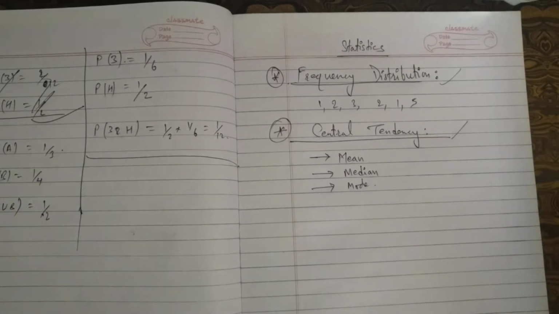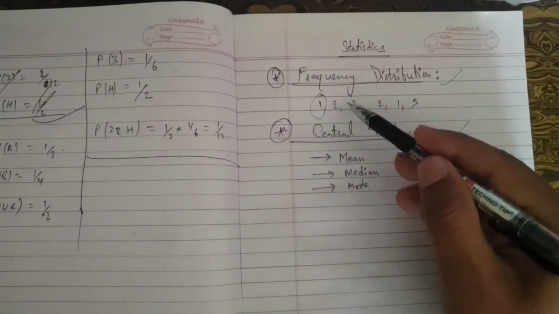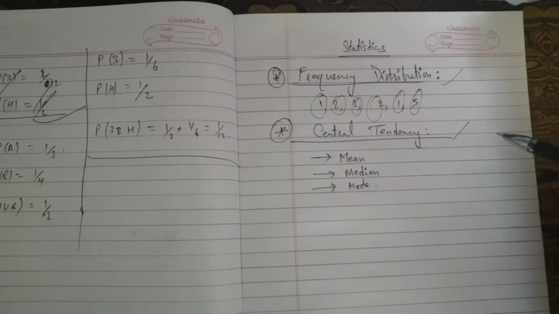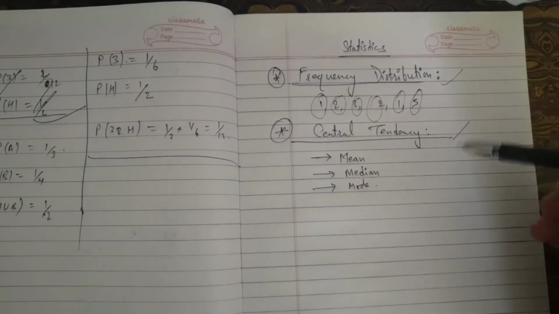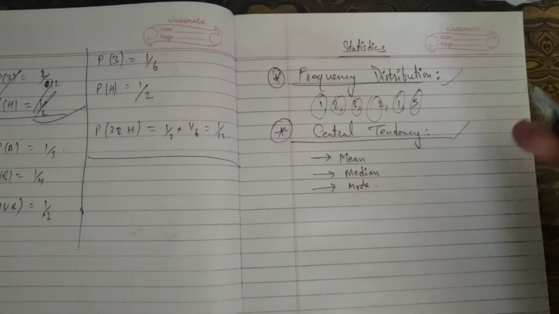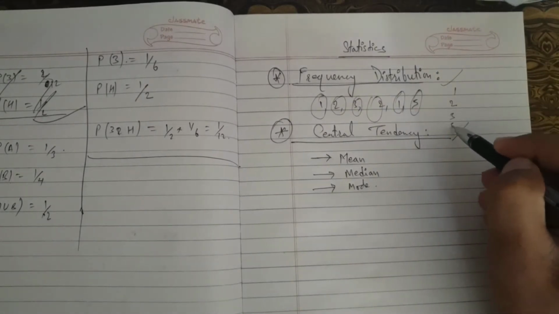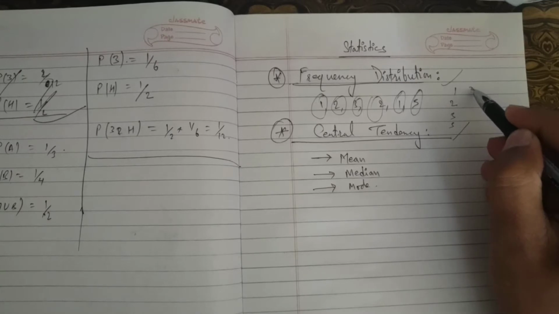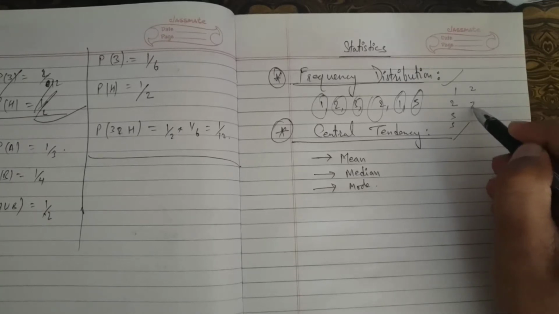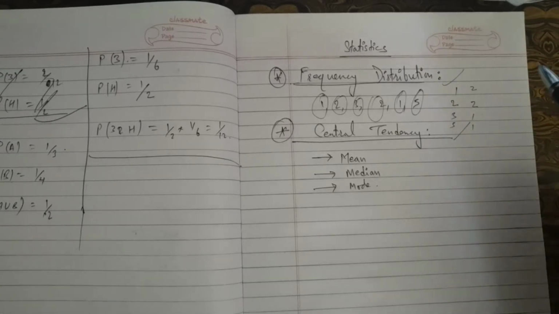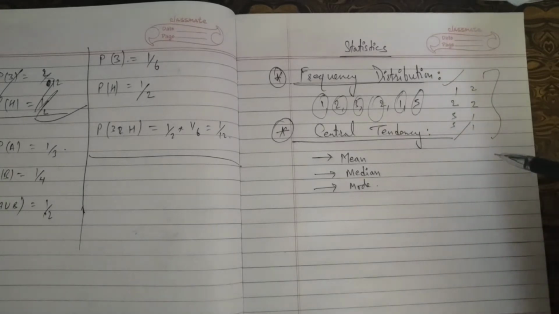Okay, so in case of frequency distribution, you will be given numbers, 1 2 3 2 1 5, right? So what you will basically do is count the number of times each number is repeating. So in this case 1 2 3 5, right? The repetition of 1 is 2, for 2 is 2, 3 is only one time, 5 is only 1, right? So this is how we do it in case of frequency.